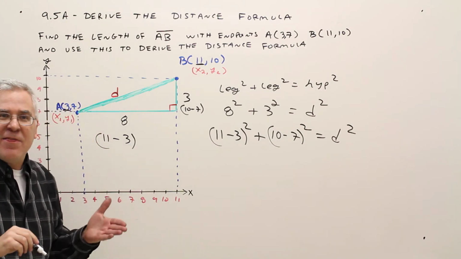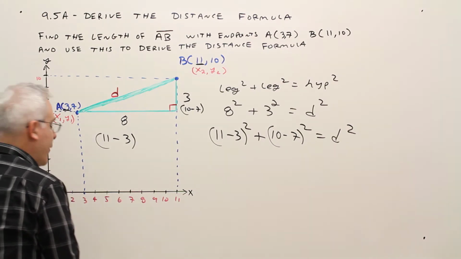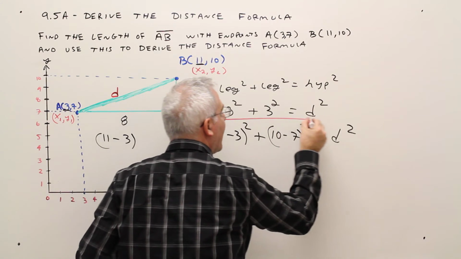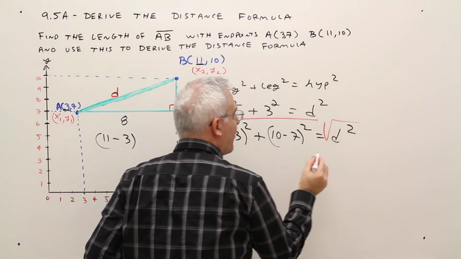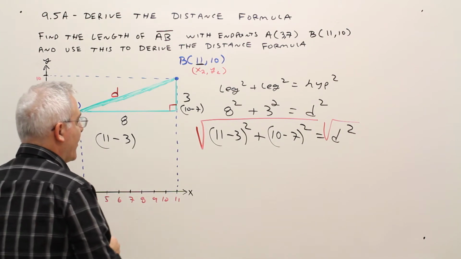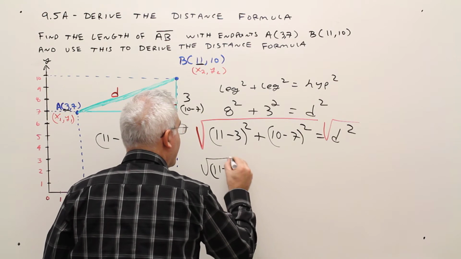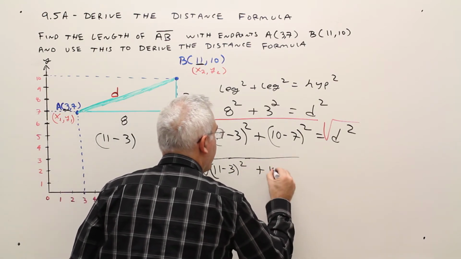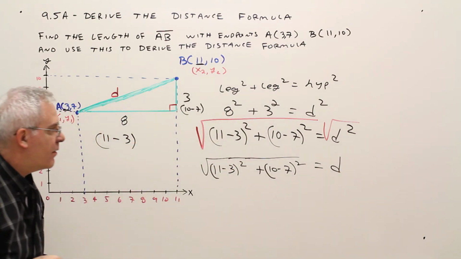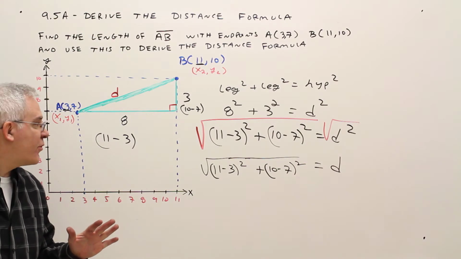All right, and since I really cared about just the distance, I'll take the square root of this side and the square root of that side, and I'll end up getting a d on that side. So once again, I'll have the square root of (11 minus 3) squared plus (10 minus 7) squared equals the distance d.